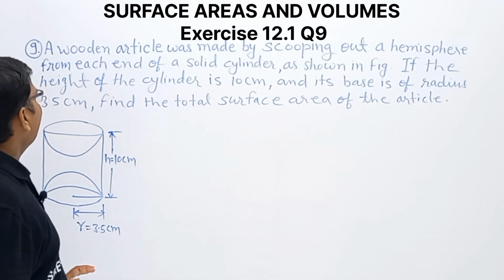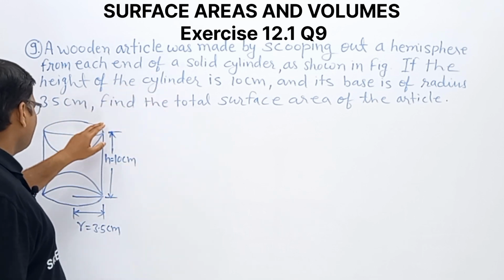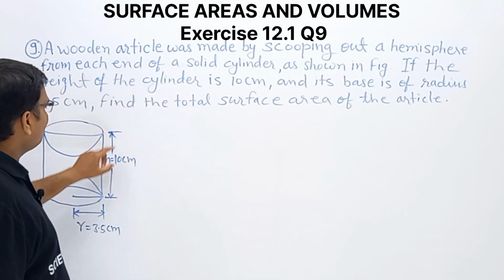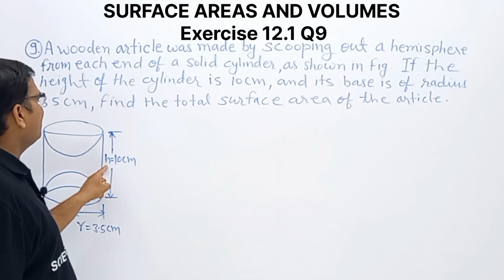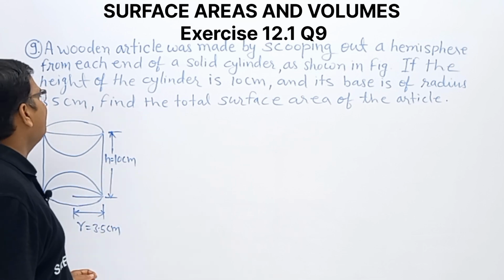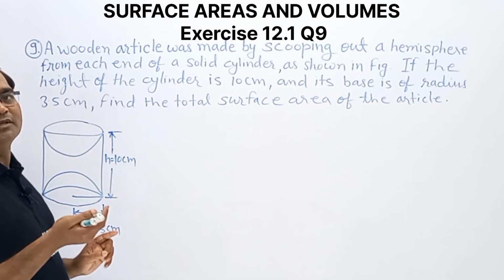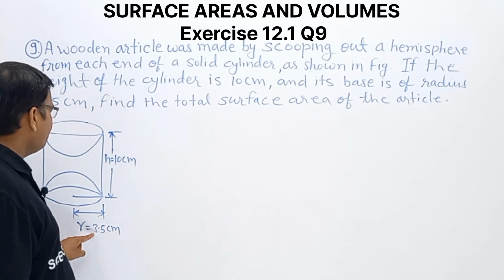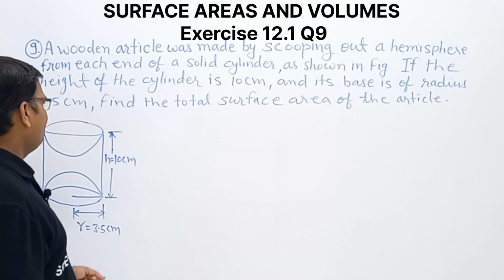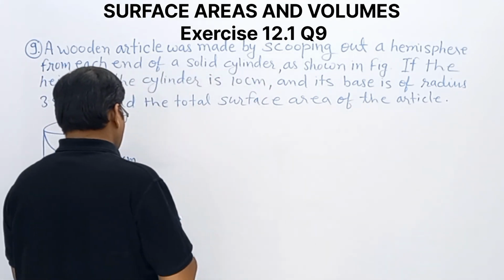Clear? If the height of the cylinder is 10 centimeter, this cylinder height is what? 10 centimeter, so the value of h equals 10 centimeter, and its base is of radius 3.5 centimeter. The cylinder has a circular base, so its radius is 3.5 centimeter, so the value of r is 3.5 centimeter. Find the total surface area of the article.